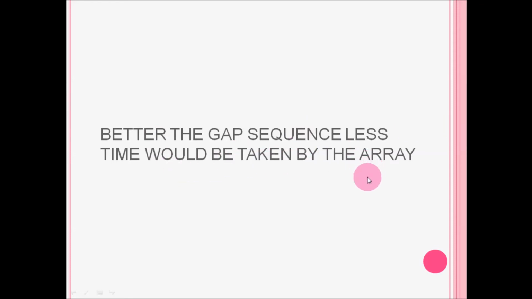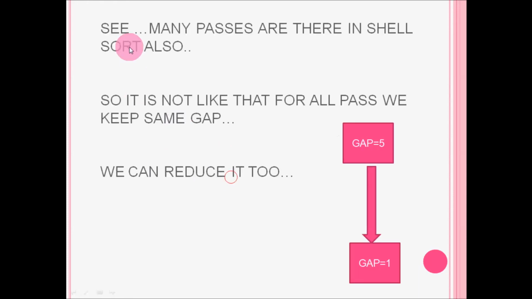This is the main idea of shell sort. If the gap is better, shell sort is faster. There are many methods to calculate the gap. See, there are many passes in shell sort also. Like another sorting algorithm, in shell sort also there are passes.